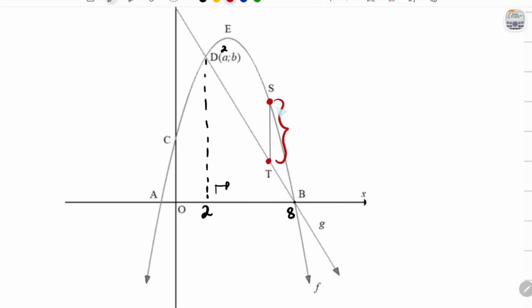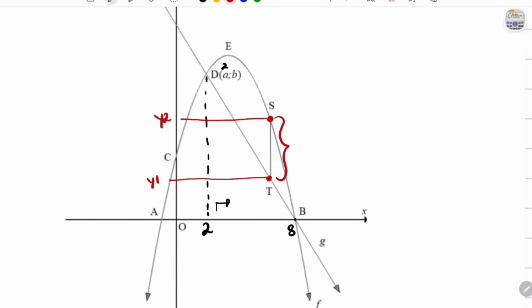So the distance of a line is calculated by taking the highest y value, I'll call that y2, minus the lowest y value, y1. But in this case, they didn't give us y values. The only thing they told us is that S is clearly on the graph of F, the parabola, and T is on the graph of G, the straight line. So the only way to find it is by using the y values of this graph.